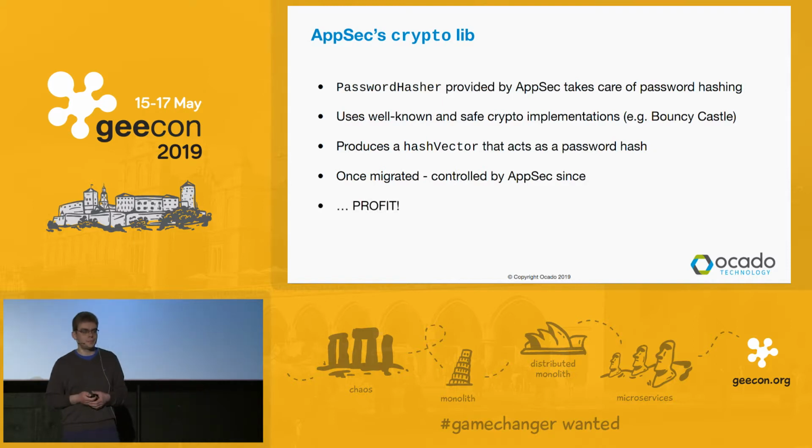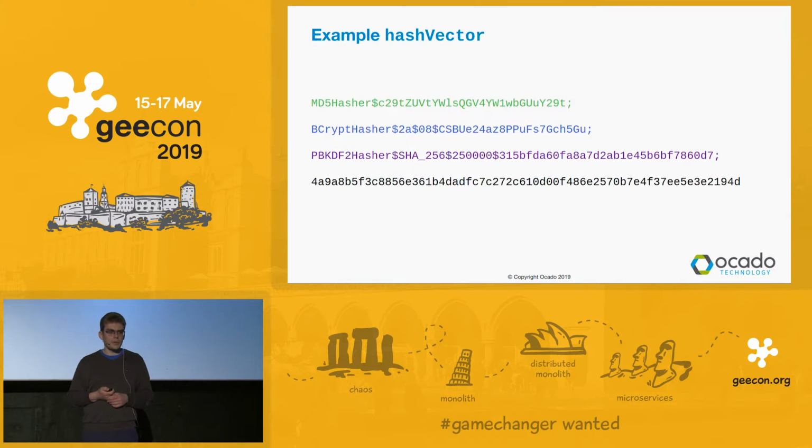Pure profit. Right. So I told you that there is this hashVector which acts as a password hash, and this is an example of a hashVector, and I will go through the elements to tell you what they represent. So the hashVector is basically telling the algorithm, telling us, what steps to take to compute a hash.